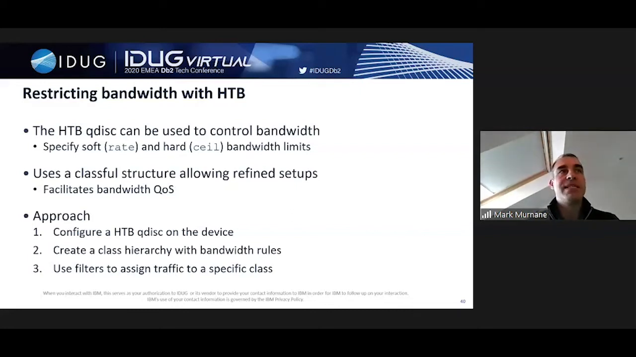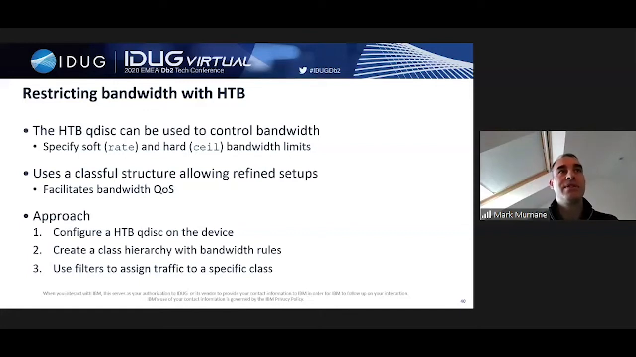HTB allows us to specify both hard and soft rates in which to limit the bandwidth. If you specify a soft rate, you're putting a cap on the bandwidth that's used, but you're allowing it to share bandwidth beyond that if nothing else is using it. If you specify a hard ceiling, it is literally the cap. If you specify your soft and your hard bandwidth limits to be the same, then you're putting an absolute limit on the amount of bandwidth that traffic can use.